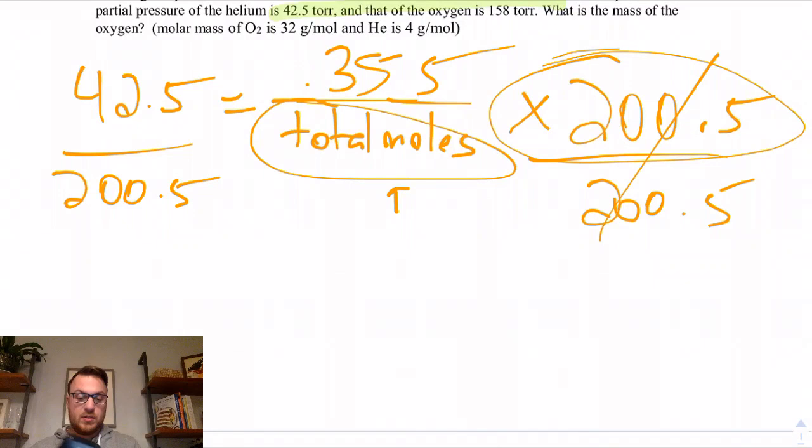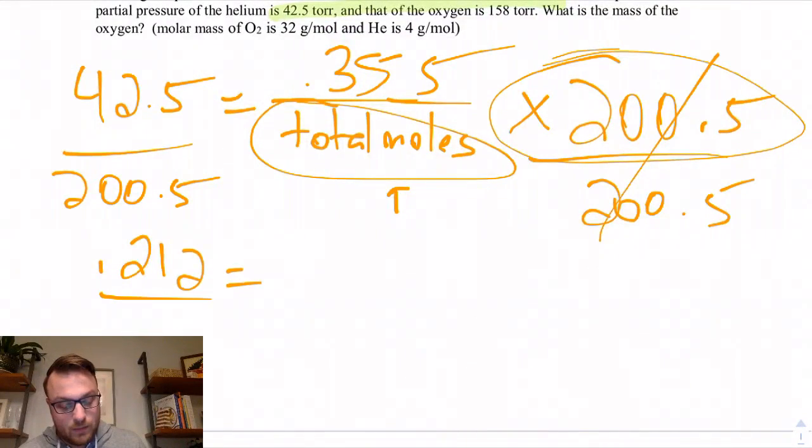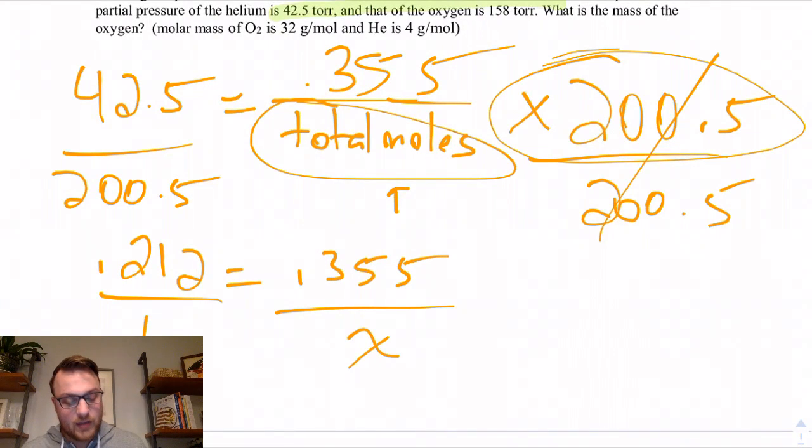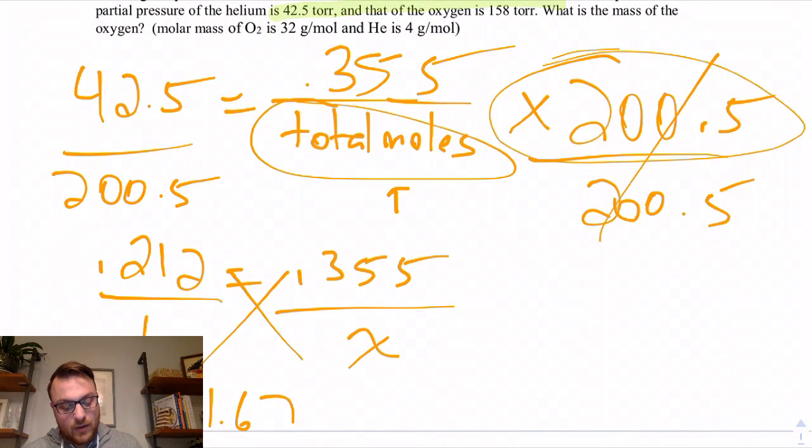So 0.212, put that over 1, is 0.355 over x. You'll cross-multiply and divide. You'll end up doing 0.355 divided by 0.212. And you will get x is equal to 1.67 moles. That is your total moles. That is the oxygen and the helium added together. So now we need to figure out what are the moles of just my oxygen.